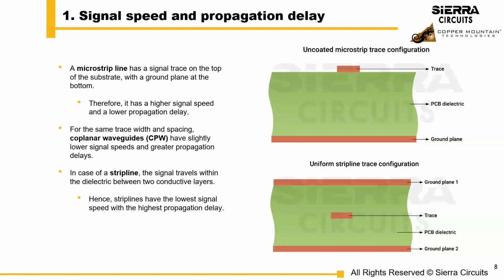So you want to look at your signal speed and propagation delay. In microstrips, the signal trace will run along the top surface of the substrate, and the ground plane is on the bottom. So the signal partially propagates through the dielectric, resulting in a lower effective dielectric constant compared to other geometries. So microstrip lines generally have a higher signal speed and a lower propagation delay. And for the same trace width and spacing, strip lines have slightly lower signal speeds and greater propagation delays.